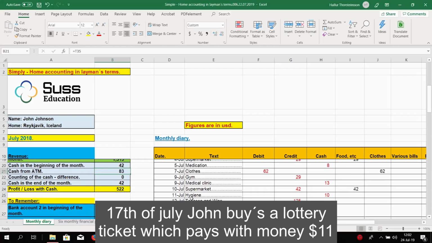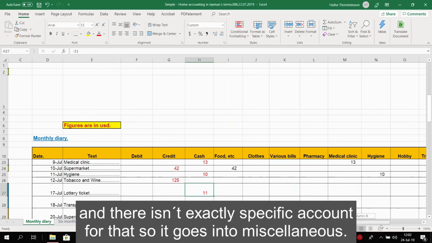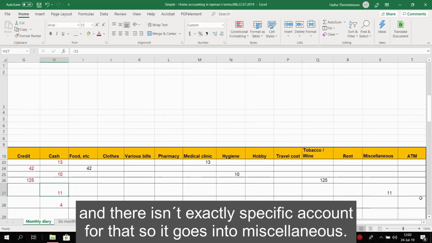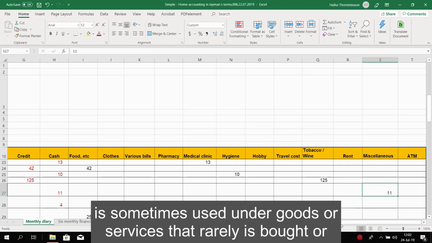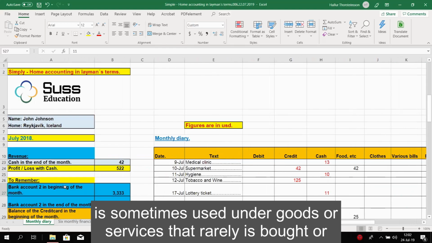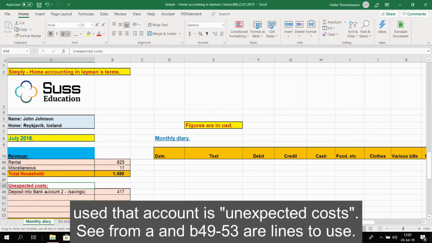17th of July, John buys a lottery ticket, which pays with money, $11. There isn't exactly a specific account for that, so it goes into miscellaneous. It's good to have an account for non-specific costs. Another account is sometimes used under goods or services that are rarely bought or used. That account is unexpected costs.